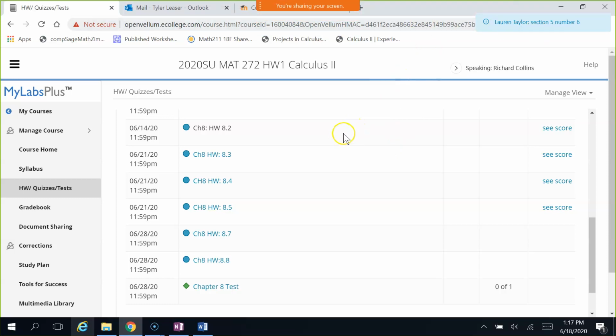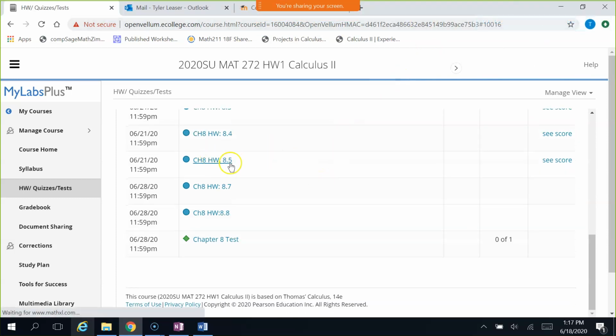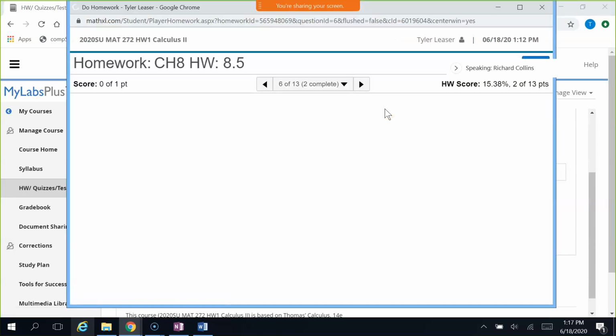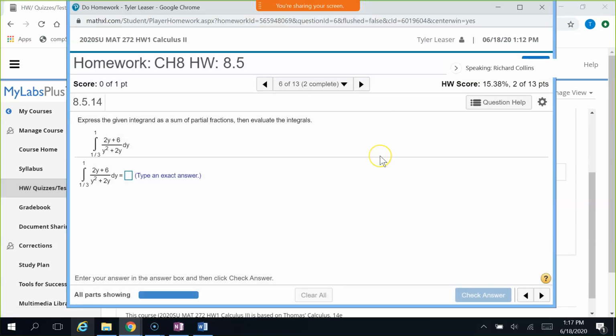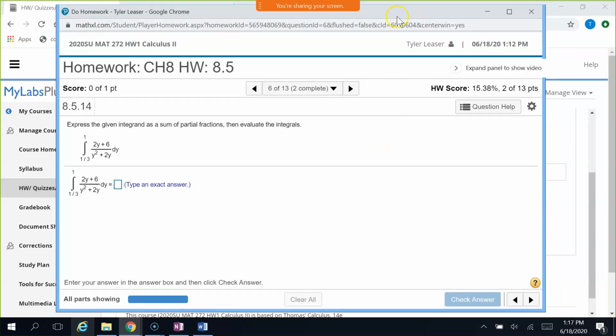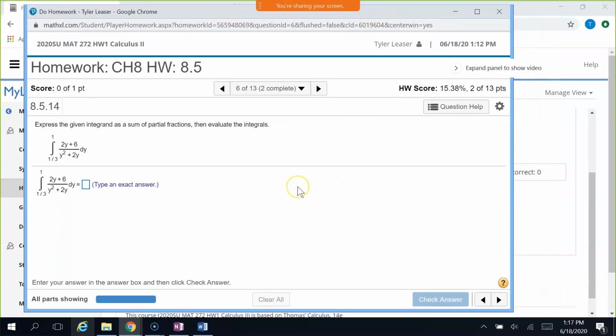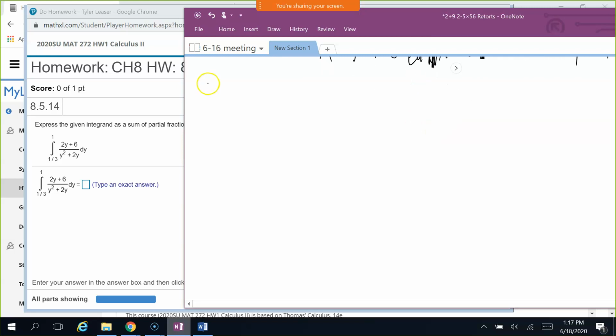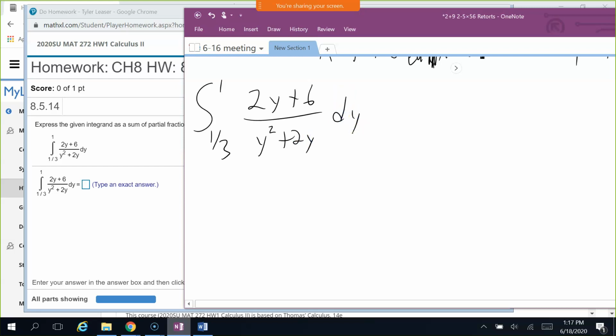Oh, okay, we got one. All right, nobody move. Section 5, number 6. Express the given integrand as a sum of partial fractions and then evaluate. All right, cool. So just copying it down, the integral from 1/3 to 1 of 2y plus 6 over y squared plus 2y dy. Okay, yeah.